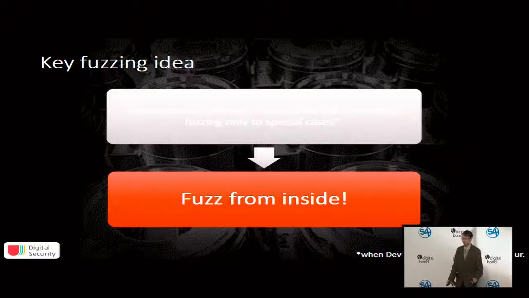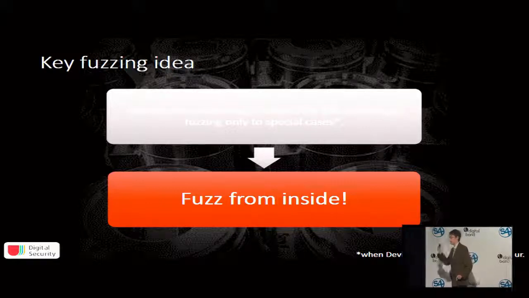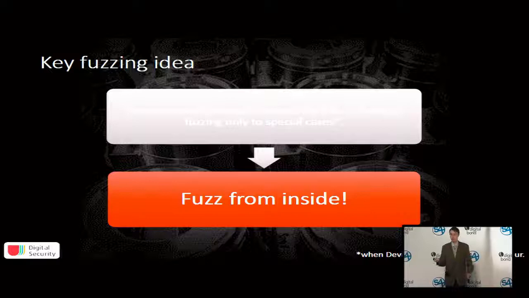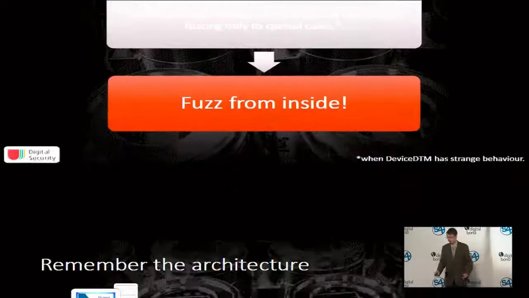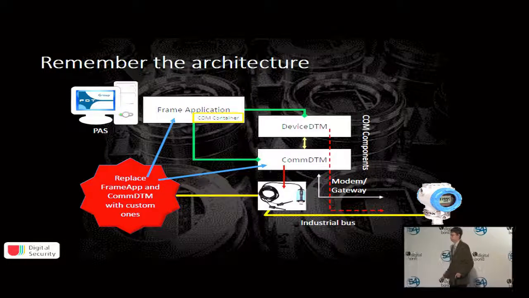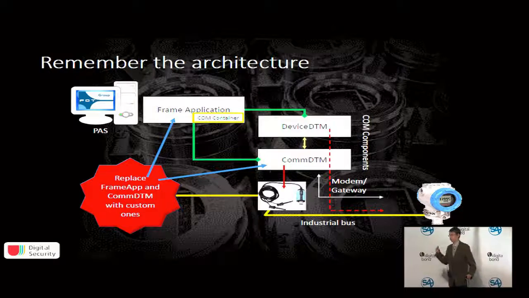The key idea is to leave external fuzzing only to the special cases, to the special components, and fuzz just the device DTM, target the device DTM. So we need to somehow fuzz from inside, fuzz inside the container without building the infrastructure around it. For most components, we succeeded with this. And here is how we did it. We just took the architecture and replaced the frame application and comm DTM with our custom-written components. So we have direct access to the device DTM, and we could fuzz from the side.